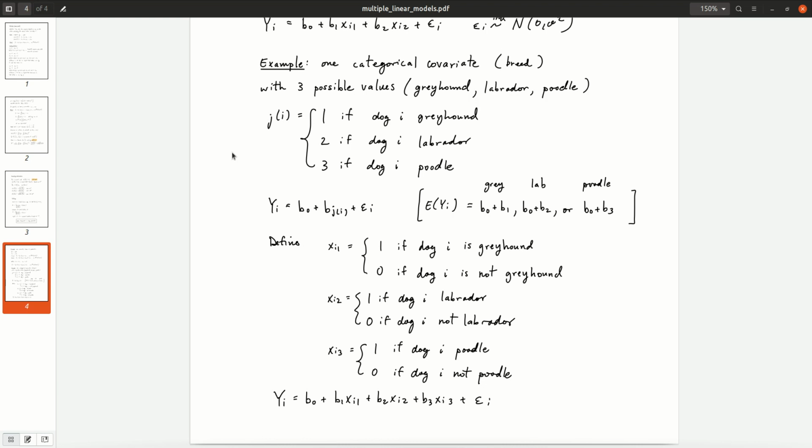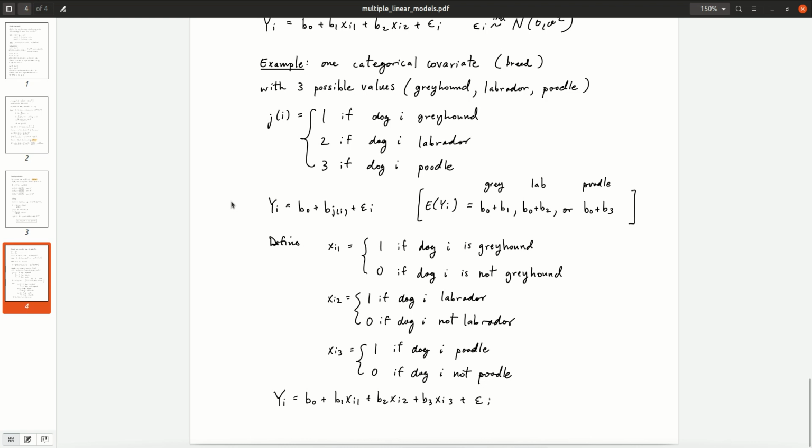The way we're going to express the model is with these indexing functions that we talked about in the first lecture on mathematical notation. So we're looking at the ith dog, and the value of the indexing function is going to be 1 if the ith dog is a greyhound, 2 if it's a Labrador, and 3 if it's a poodle. So we're taking this categorical covariate and turning it into a number, 1, 2, or 3. For example, if the second dog is a greyhound, J of 2 will be 1.